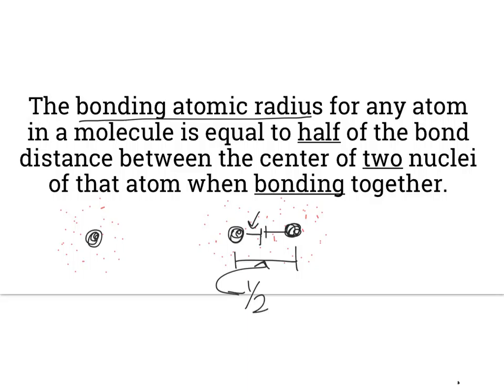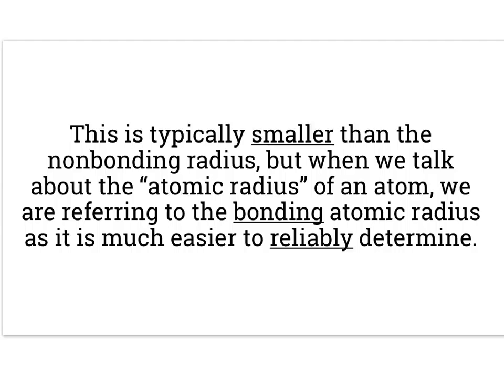So there you go. So this is typically smaller than the non-bonding radius, because again, the electrons are moving in that one. Well, they're moving in both, but typically it's a little smaller. But whenever we talk about the atomic radius of an atom, we're referring to that bonding atomic radius. It's just a lot easier to reliably do. You may be able to find the radius by itself. It's just much easier to do it this way. So by convention, atomic radius is going to refer to the bonding atomic radius.